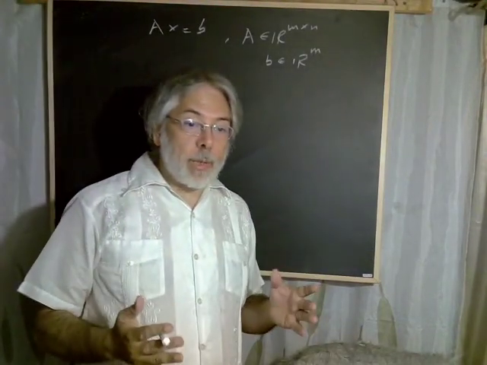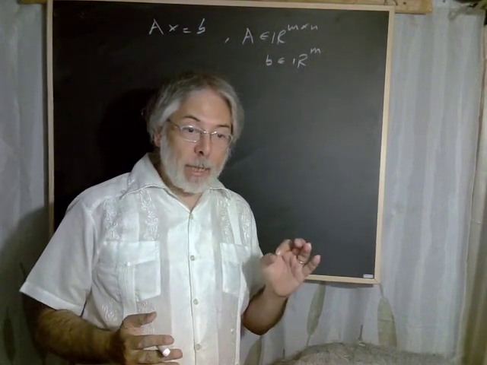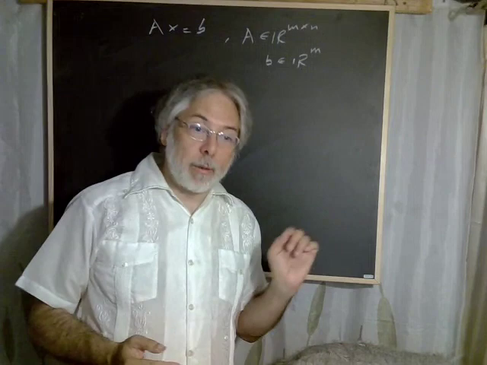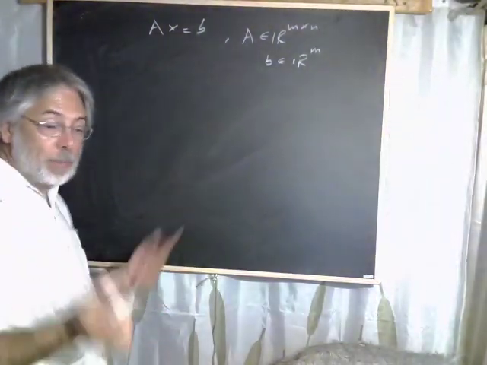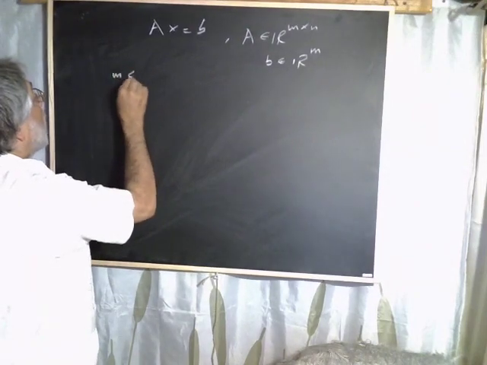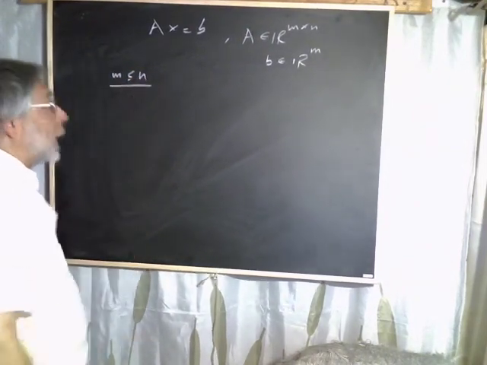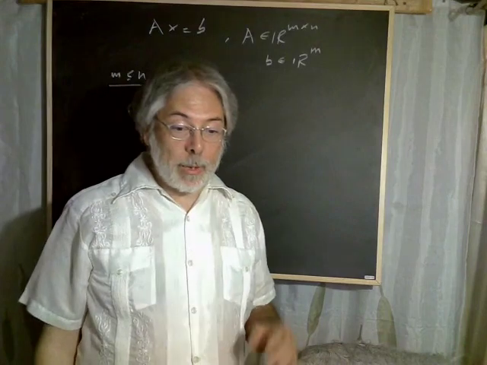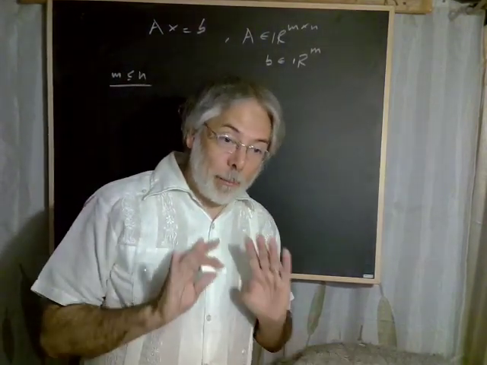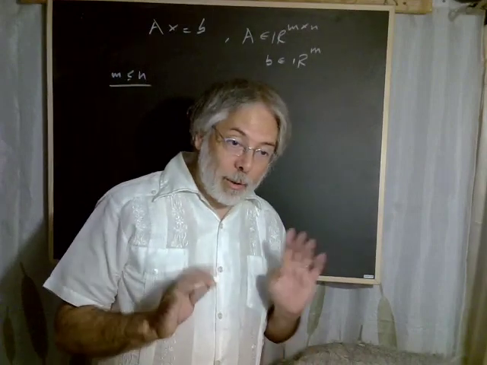We are interested in the case that we have more columns than rows or the same number of them. So m less than or equal to n. This case is of interest here. The other case is when it's overdetermined. That'll come in some other lectures.